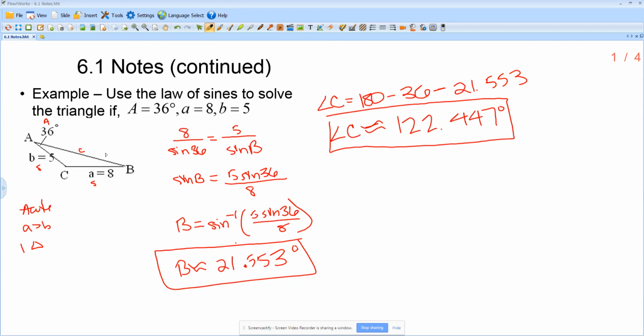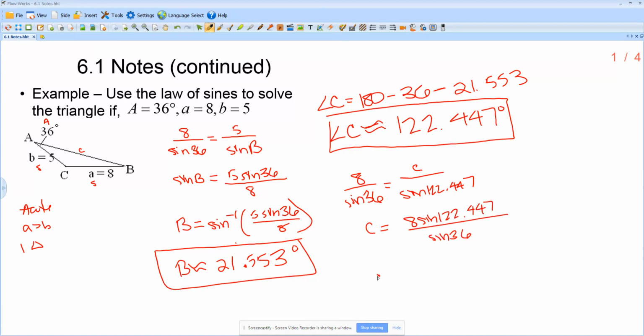And now knowing angle C, I can solve for side c. I always start with this same thing, 8 over sine 36, but now it's equal to the ratio for C. So c over the sine of 122.447. So c is equal to 8 sine 122.447 over sine 36. And I get c is approximately 11.486. So there we go, one triangle, and I solved for all the missing pieces.